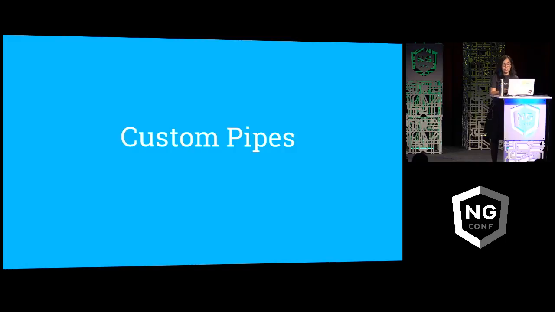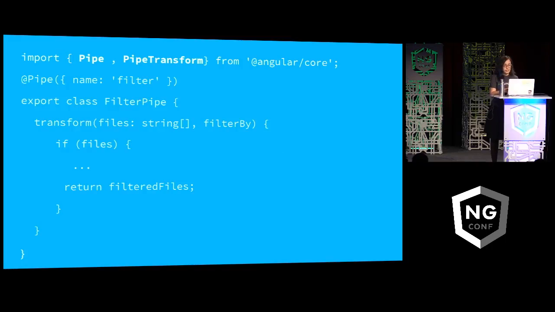So let's talk about how we can write our own pipes, and we can customize it as much as we want to. First thing that we need is the pipe decorator to give our metadata to our class. And then the second thing is the pipe transform interface, which we will implement the transform method on.